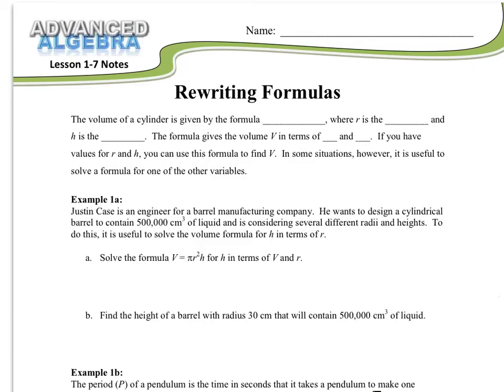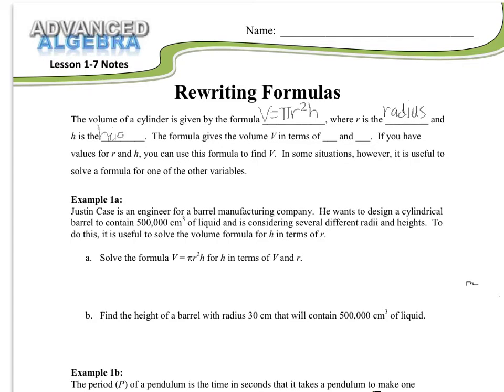This is lesson 1.7 on rewriting formulas. The volume of a cylinder is given by the formula V equals pi times the radius squared times the height, where r is the radius and h is the height of the cylinder.